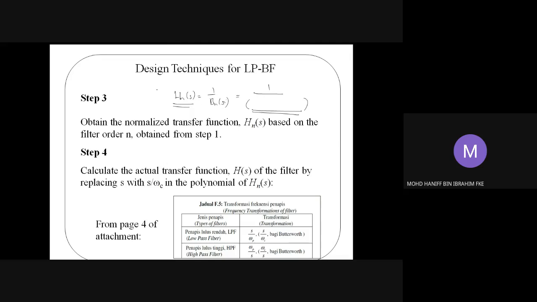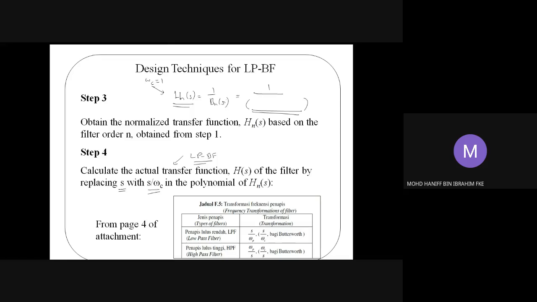What we have here is the normalized transfer function, which is for the case of omega C equals 1. So for the actual transfer function, what you have to do is substitute the s value of your normalized transfer function into s over omega C, because we are referring to a low pass Butterworth filter. That's why our s is substituted with s over omega C.